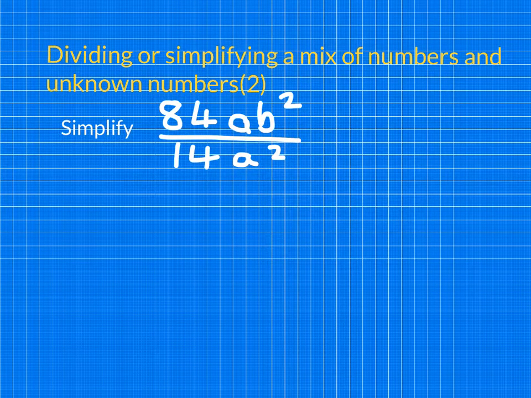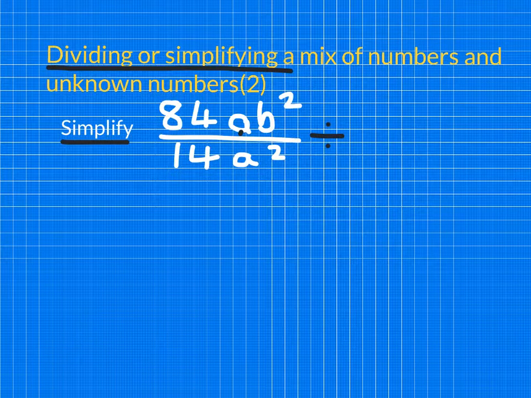In this example, we're looking at dividing, or now we're sometimes calling it simplifying, a mix of numbers and unknown numbers. So this is a second example in the series, and it's a little bit more complicated. Again, when we see the word simplify, we know really that just means we're going to divide, but because we've got letters as well as numbers, we're not going to be able to simplify totally because we don't know the value of those letters.